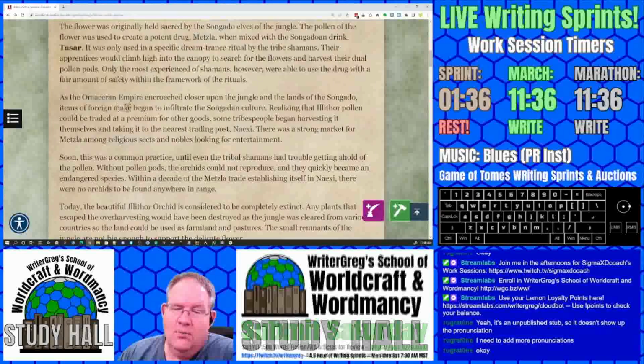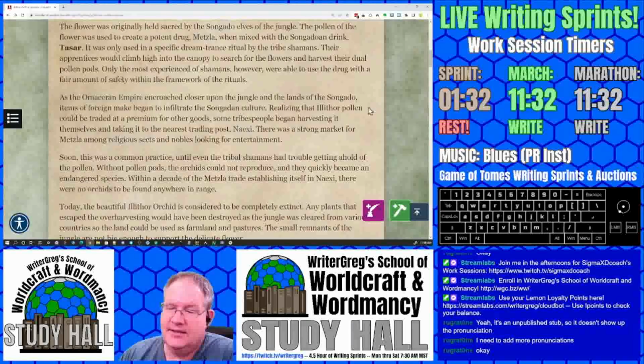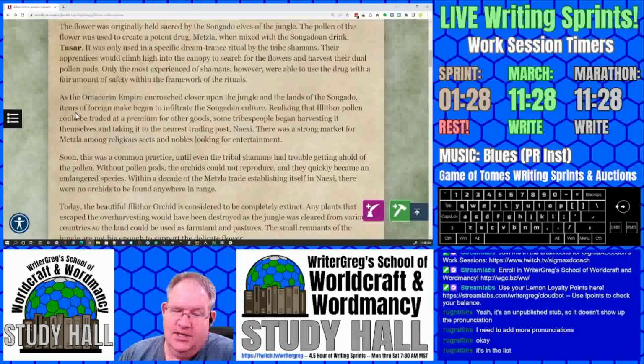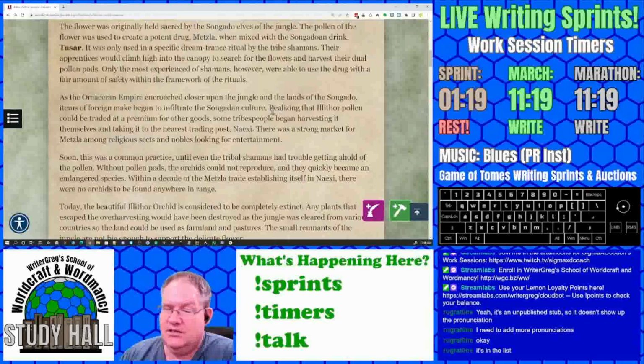The Omakaran Empire encroached closer upon the jungle and the lands of the Songado. Items of foreign make began to infiltrate the Sogdian culture.